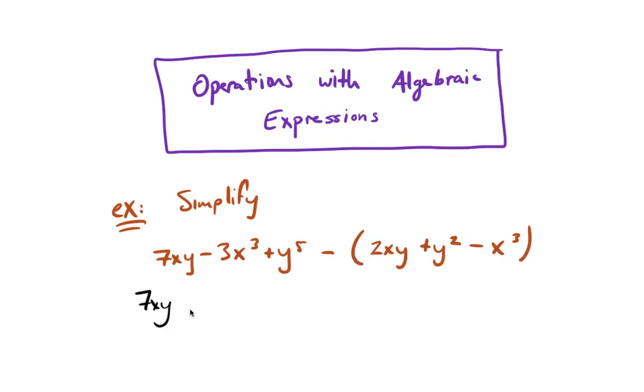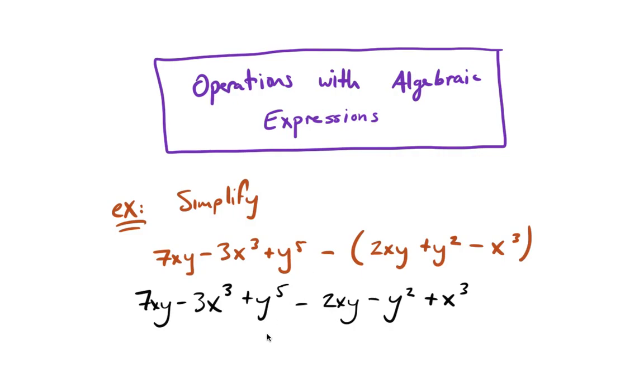So we have 7xy minus 3x cubed plus y to the fifth, because none of these get changed. And then all of these, the sign flips. So we get negative 2xy, and then negative y squared, and then positive x cubed. Okay, so that's the first step. And now let's think about like terms.